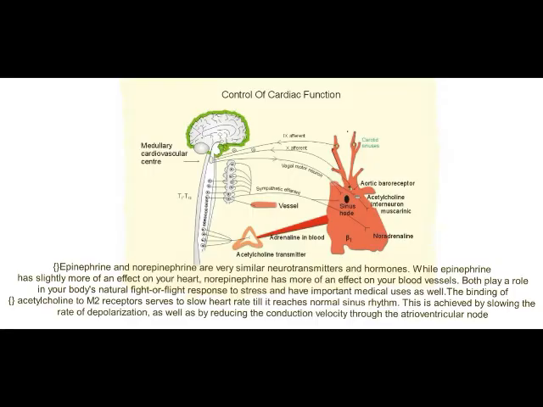Now, in hormonal regulation of the cardiac output, three hormones are very important: norepinephrine, epinephrine, and acetylcholine. When they are released, the force of myocardial contraction is altered, thus affecting the stroke volume.